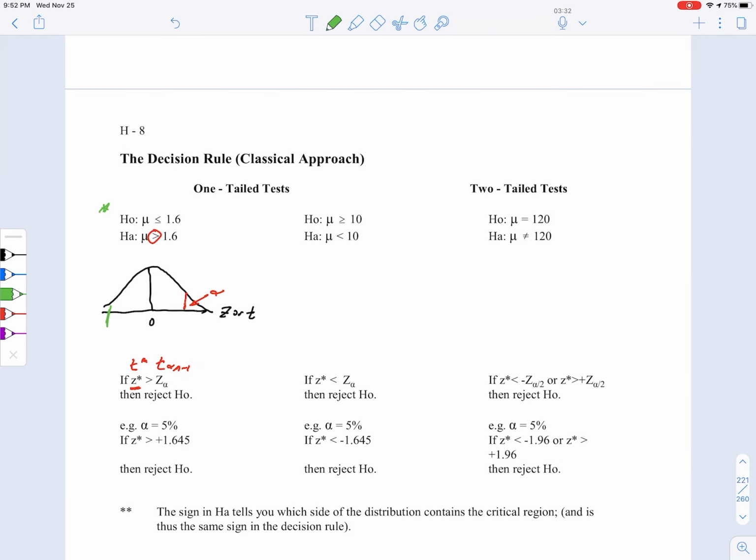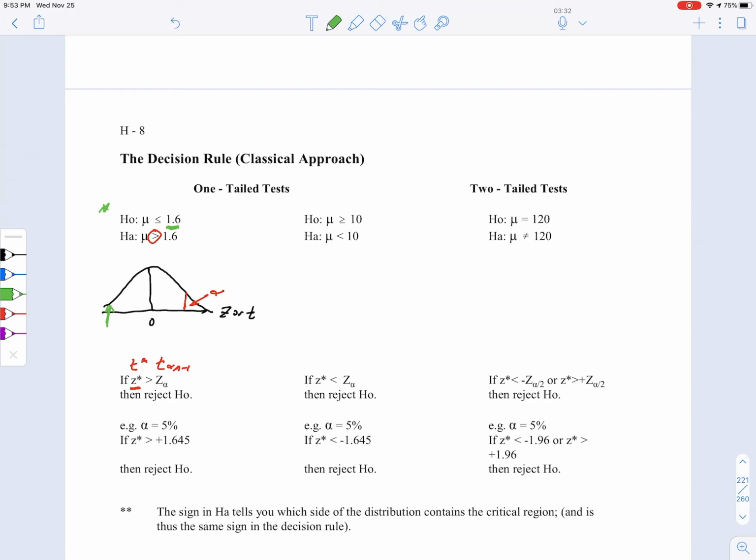Why? Well, if you ended up with a really low Z star or T star, so if you ended up with something down here, well, that's not a problem. That just supports the null hypothesis. The null hypothesis is satisfied with any x bar which is less than 1.6. It's only if it's significantly higher than 1.6 that we would reject H0 in favor of HA.